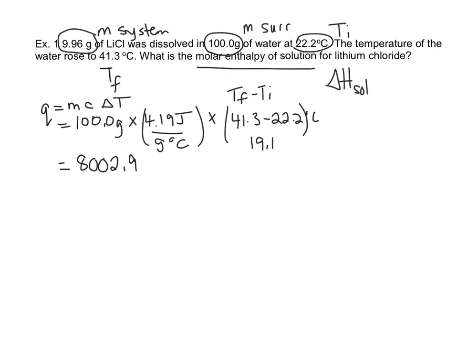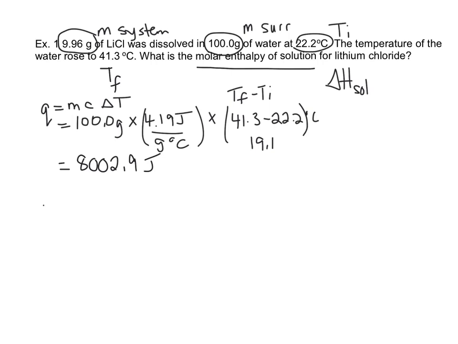8,002.9 joules. So the surrounding water for this reaction increased in temperature, so the energy that it absorbed was 8,002.9 joules. That energy came from the physical change of dissolving the lithium chloride from the system.